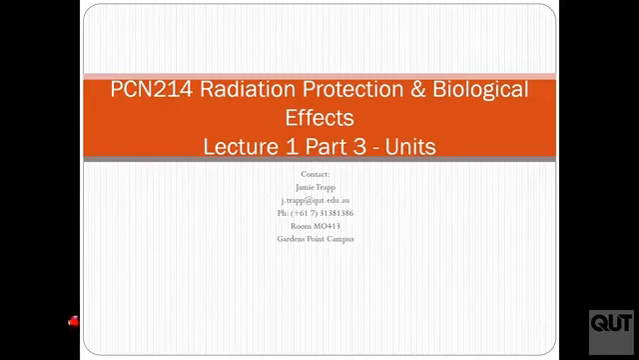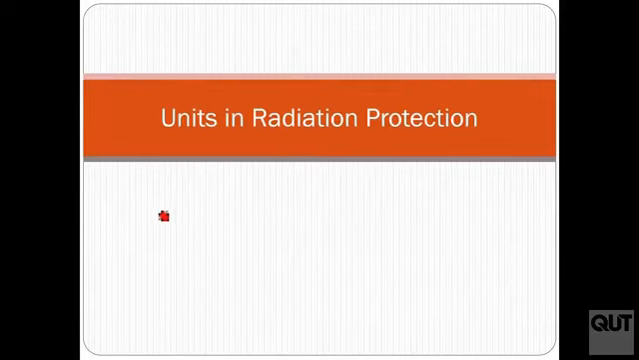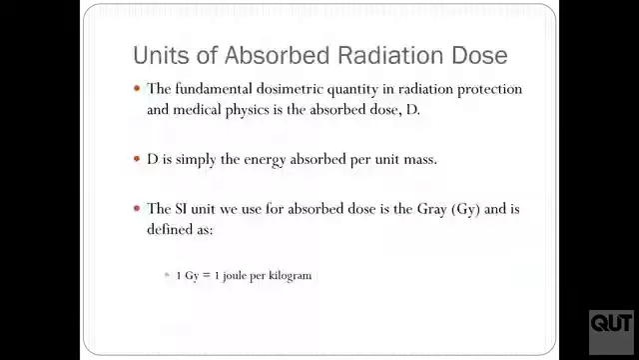Into units. Units in radiation protection. So the fundamental dose quantity, or the fundamental unit, I guess we could say, is the absorbed dose, given by the symbol D. Absorbed dose is just the energy absorbed per unit mass.